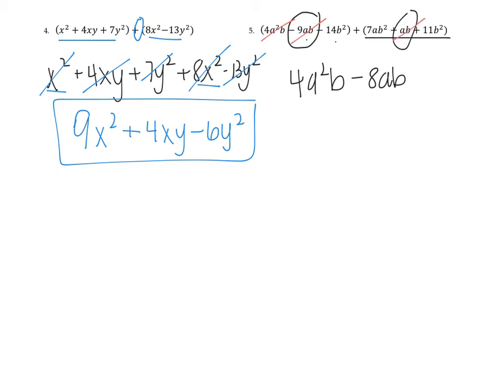Now I'm going to keep following in order, so I've got a minus 14b squared. Is there another b squared term? There is. We've got a positive 11. So I've got my minus 14, positive 11. That's going to be a minus 3b squared. Now I'm left with my last term, which is 7ab squared, and that's just going to be copied down because there's no terms left to combine with. Okay, so that's my final answer for number 5.